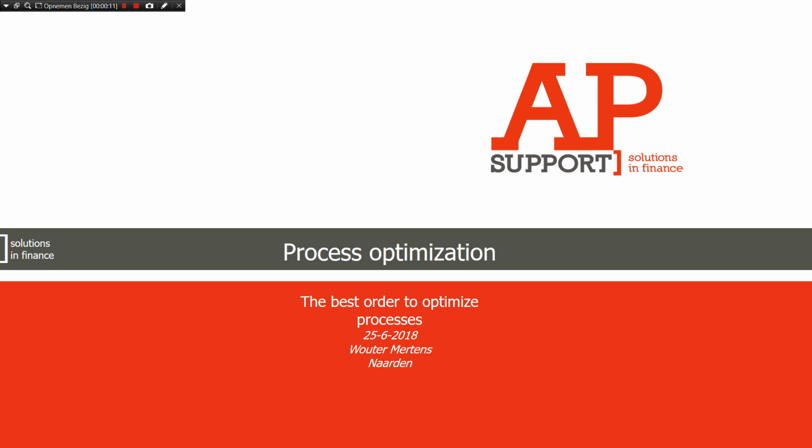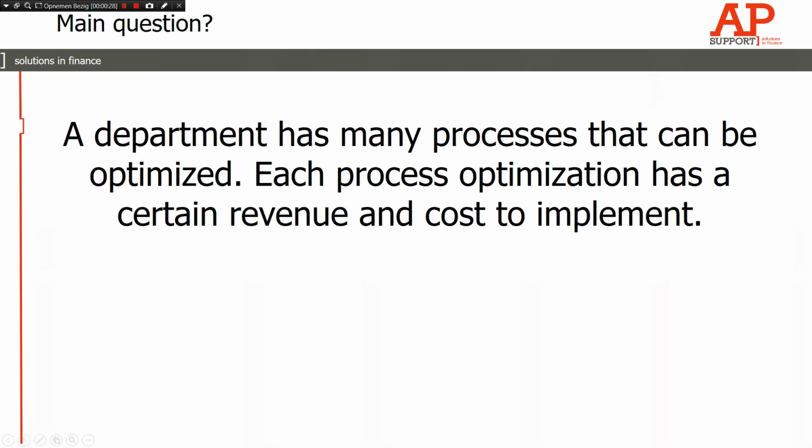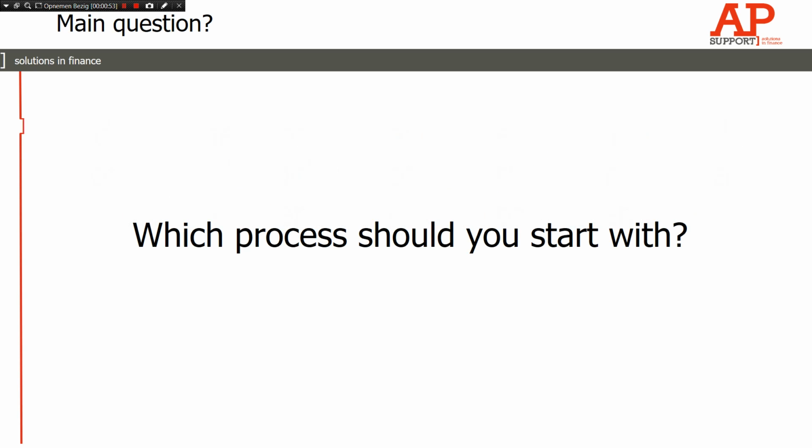And in this small presentation, I would like to discuss the topic of which process to optimize first. So which order is the best? Well, let's get on to the main question. Suppose you have a company or a department with many processes that can be optimized. Now, suppose each process would be categorized according to its revenue and its cost to implement, or its benefits and its complexity. Well, then you can ask yourself the question, which process should you start with?